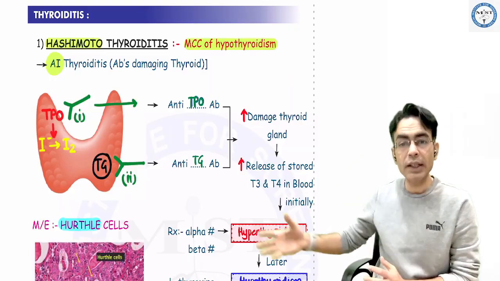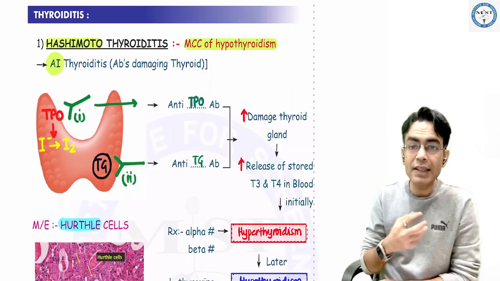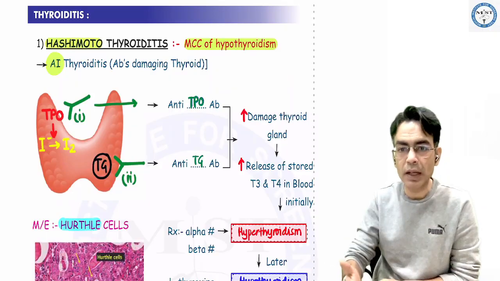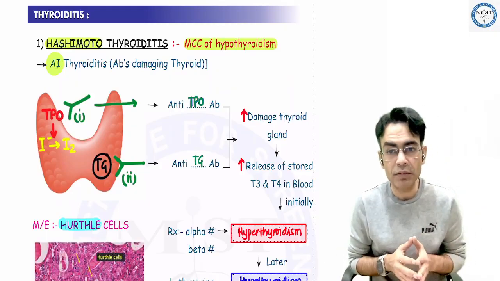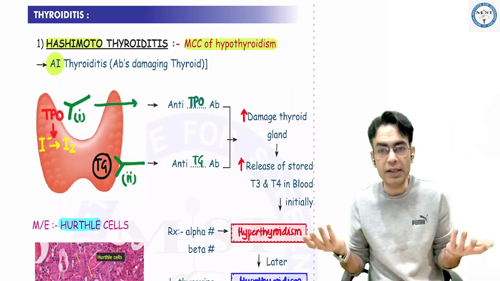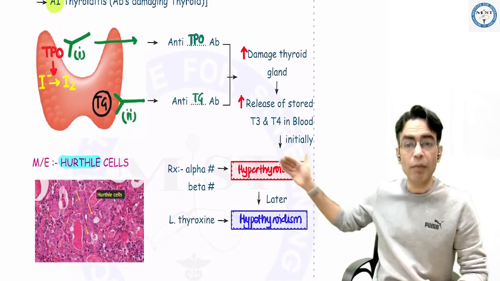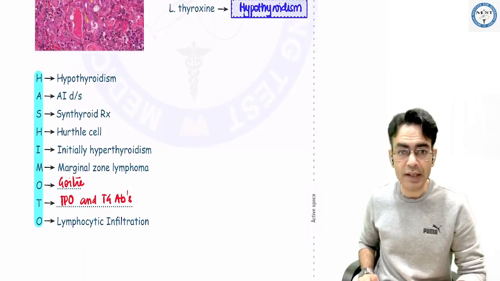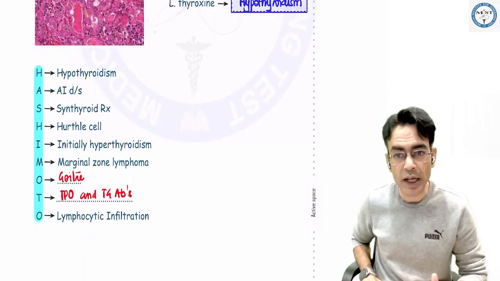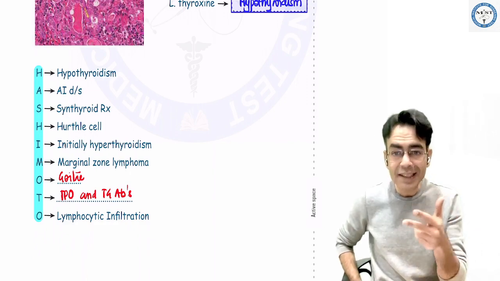Eventually, you are storing the T3, T4 in the thyroid gland in the colloid. So once the thyroid gland is destroyed, this stored T3 and T4 comes into the blood, and initially, transiently, the patient will go into hyperthyroidism. And eventually, because the thyroid gland is destroyed, the patient goes into hypothyroidism. So you have to treat for both. You see Hurthle cells in the patients of Hashimoto thyroiditis, and Hashimoto thyroiditis can be learned by the mnemonic Hashimoto: it is hypothyroidism, it's autoimmune, you need Synthroid treatment.